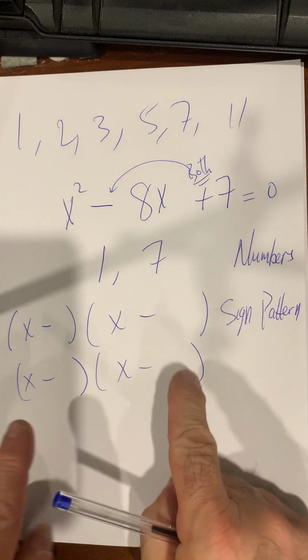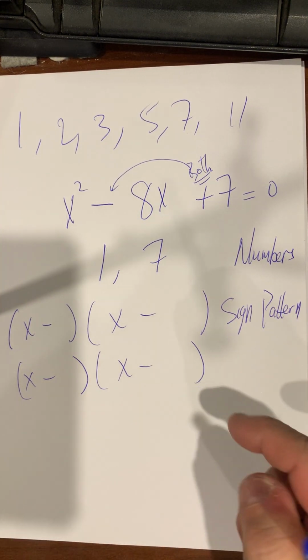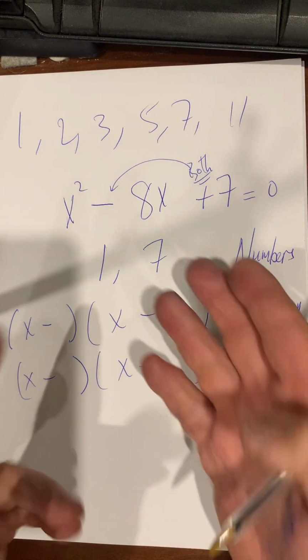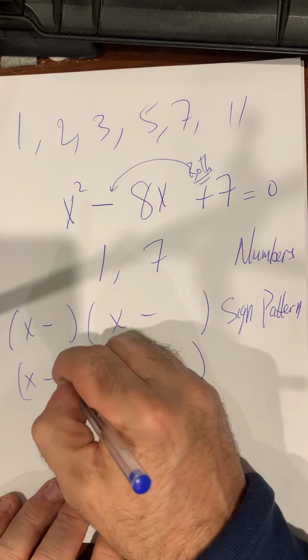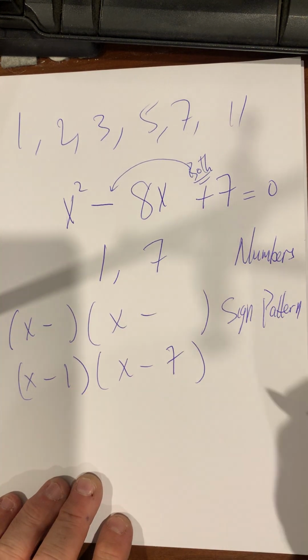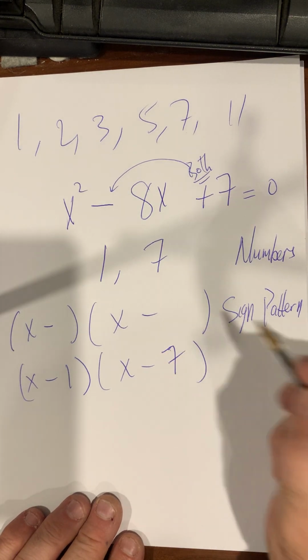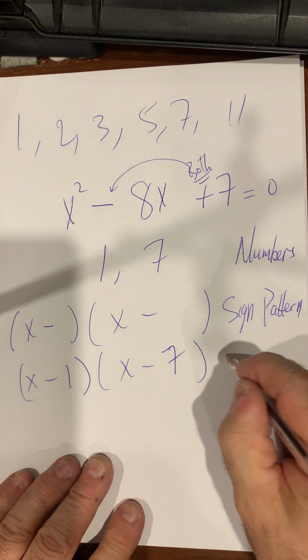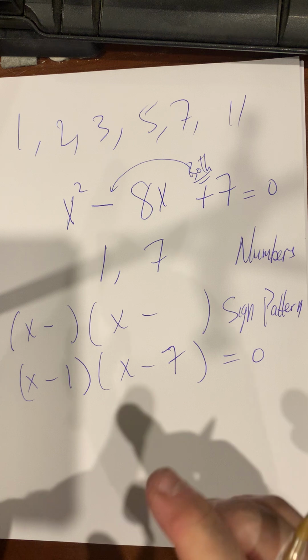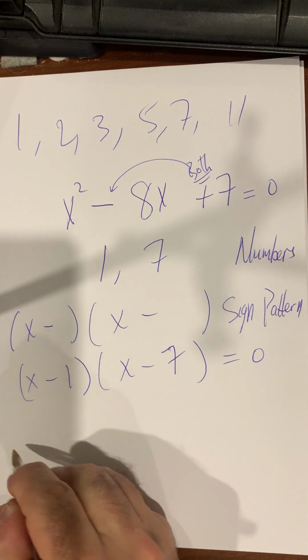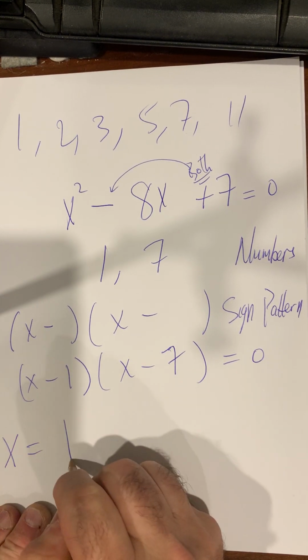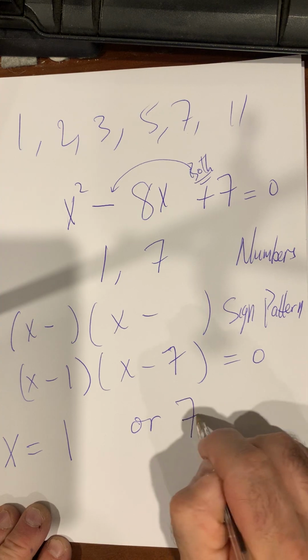In this case, it is commutative. It doesn't matter. They can be swapped, so it just doesn't matter where they go. There's no question where I put which one. In a few minutes, they will matter. We drop in 1 and 7, set it to 0. We flip the signs as we go to the roots. So you start: x equals 1 or 7.